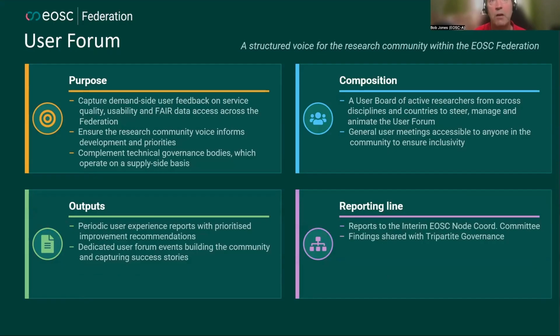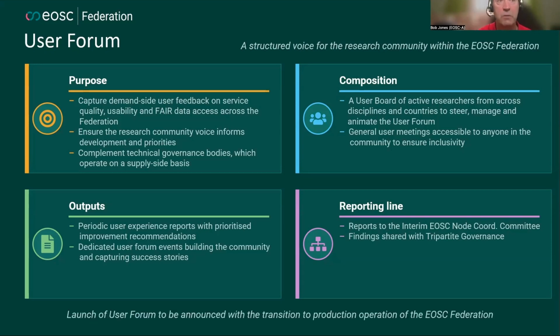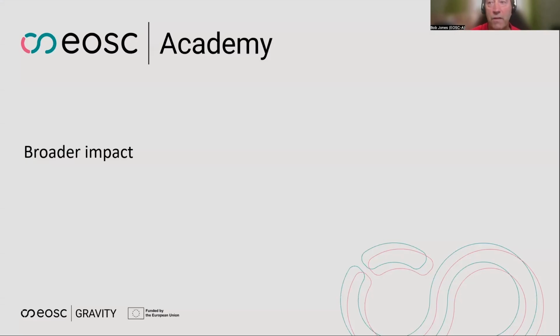And the reporting line, they'll report to the Node Coordinators Committee so that they will understand what work will be needed. And of course, the findings will be shared with the tripartite governance at the top, as a way of forming a view on whether or not the EOSC Federation is achieving its objectives. So we expect to launch this at the transition to production. Not much point doing it in the prototyping stage at the moment, but once we get to production, we expect to have this user forum in place as well. That covers the overview of the federation.